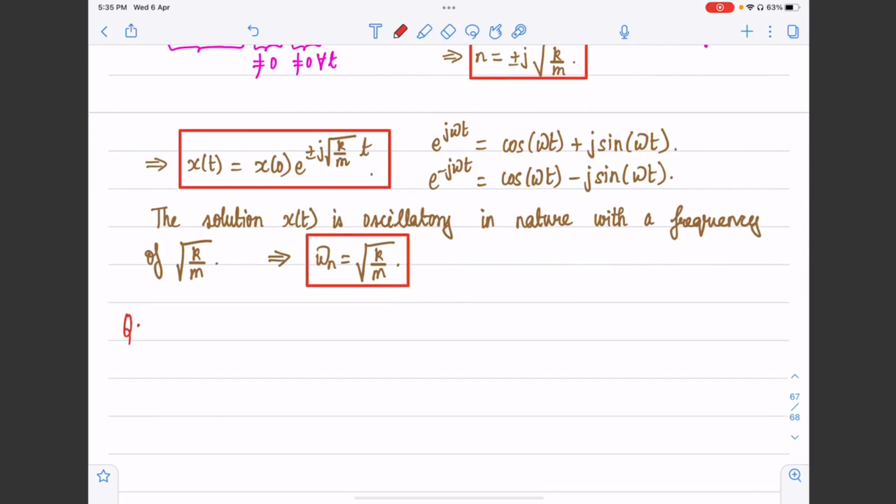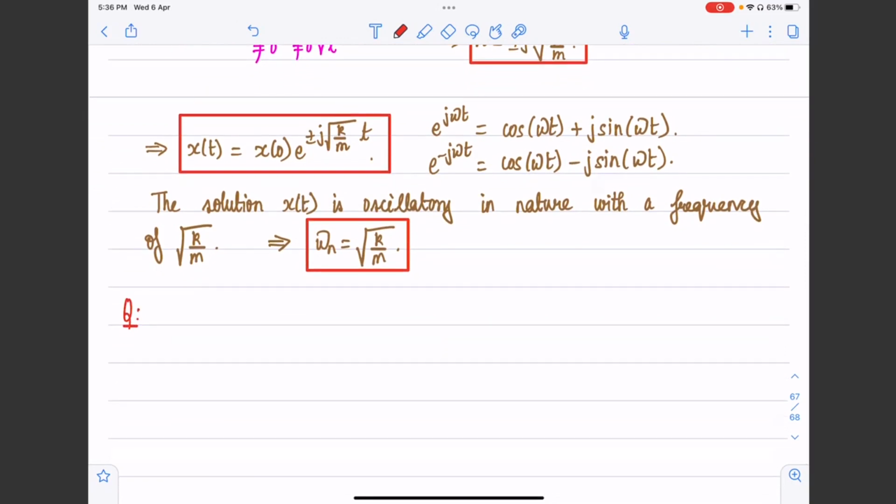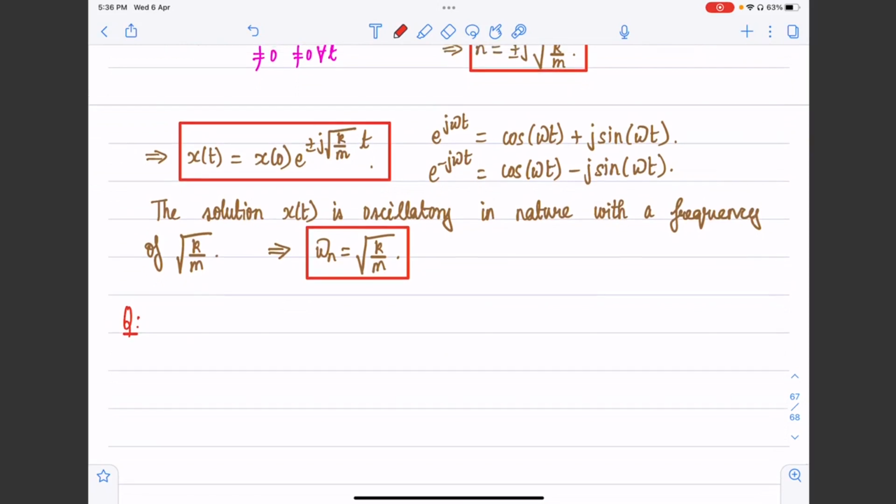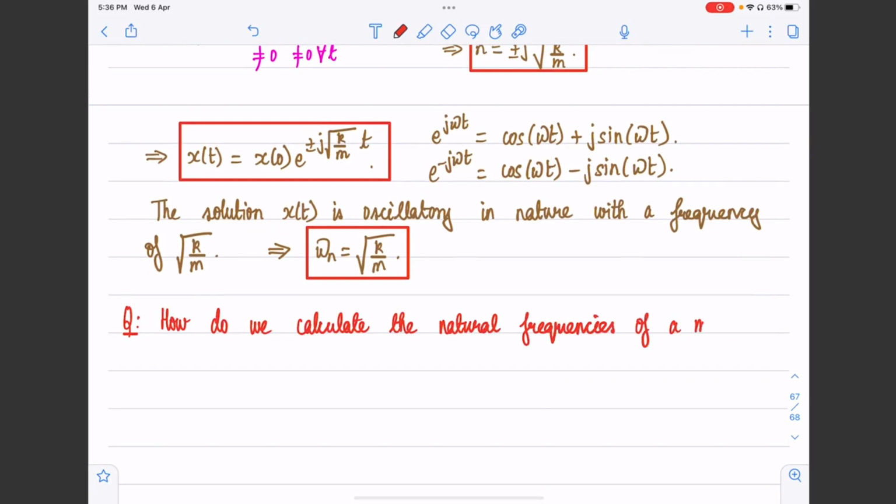I'm going to pose a question to you. Please think through and then try to look at the answer. But we will discuss it when we go to multi-degree of freedom systems, right? How do we calculate the natural frequencies of a multi-degree of freedom system? Okay, so that is a question that we need to ask ourselves going forward.